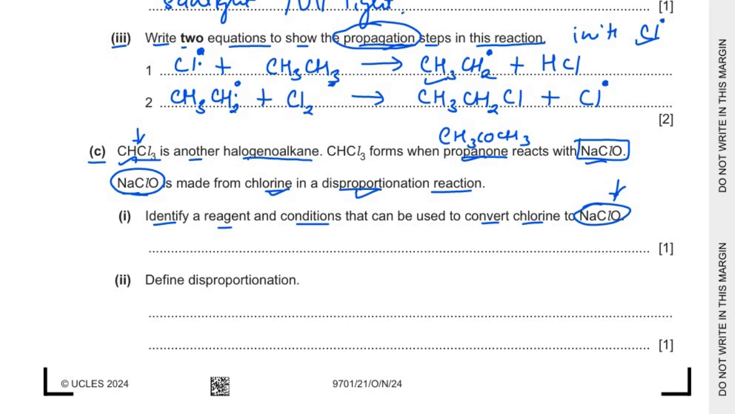So the reagent which reacts with the chlorine to form NaClO is the cold NaOH, cold sodium hydroxide. If we use hot, it's going to form sodium chlorate(V), NaClO3, which we don't want. So cold NaOH, remember cold is necessary. The next part is define disproportionation.